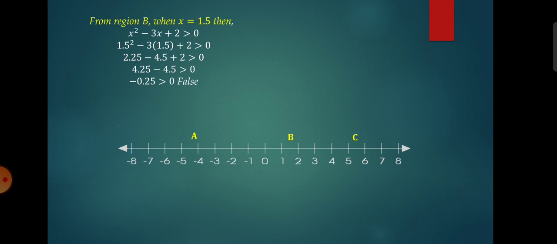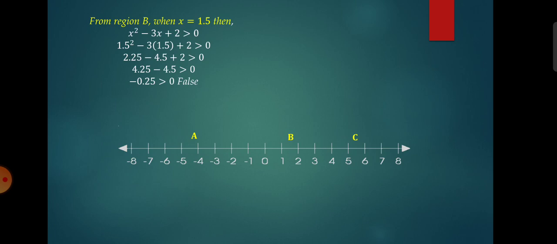So the square of 1.5 is 1.5 times 1.5, which is 2.25, minus, what is 3 times 1.5? That is 4.5. Then bring down plus 2, bring down greater than 0. 2.25 minus 4.5 plus 2 is what? I already added 2.25 and 2. That is 4.25. Yeah, minus, bring down 4.5, greater than 0.